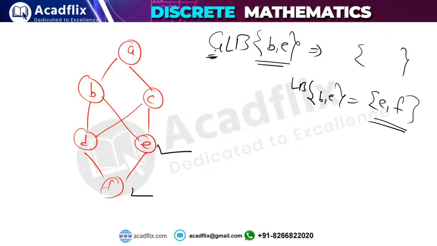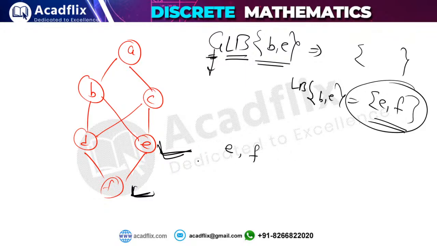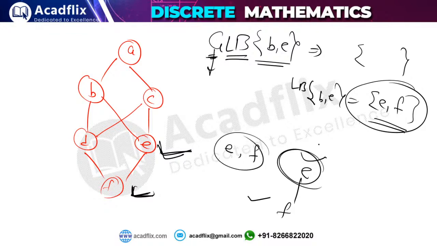Now you need to find the greatest lower bound. In this lower bound you need to find the greatest element. You have two elements, E and F, and you need to find the greatest. The greatest will be E, because F is related to E. So E is the first ranker, F is the second ranker. So E is the greatest.